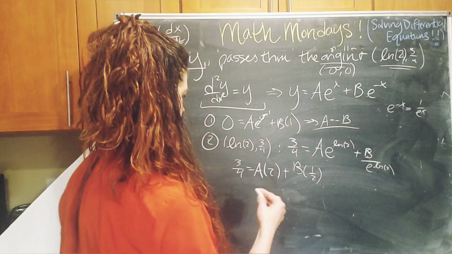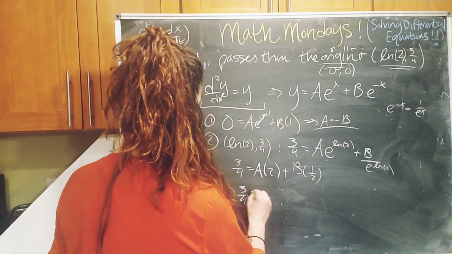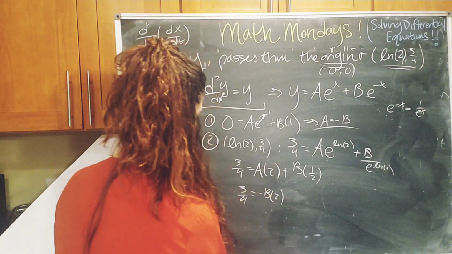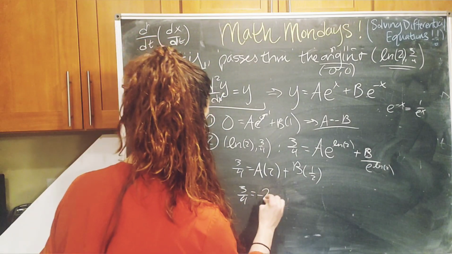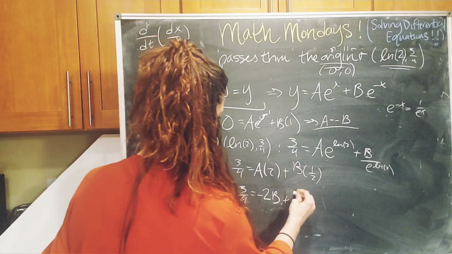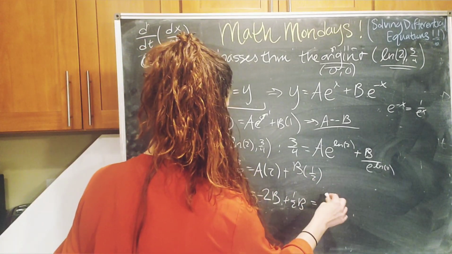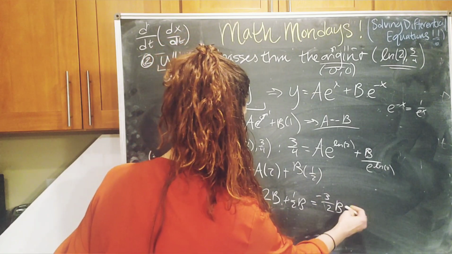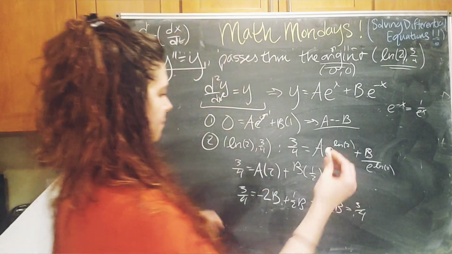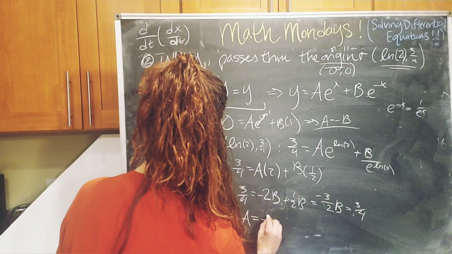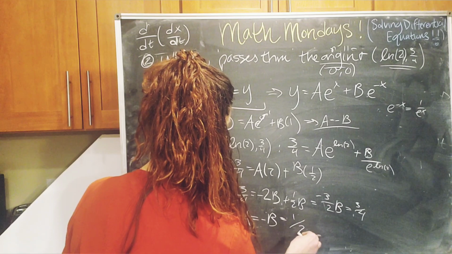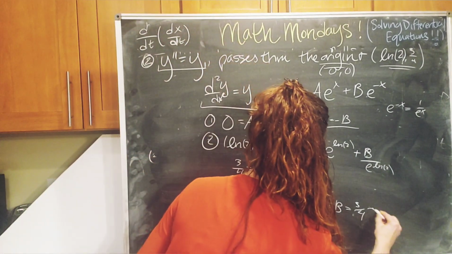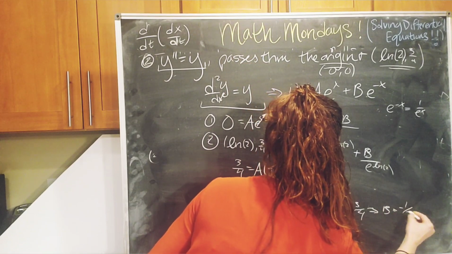We know that a equals negative b. So we get 3/4 equals negative b times 2, or well, I guess at this point I could do negative 2b plus 1/2 b. This is going to give me negative 3/2 b equals 3/4. So b equals negative 1/2, and a equals negative b, which equals 1/2.